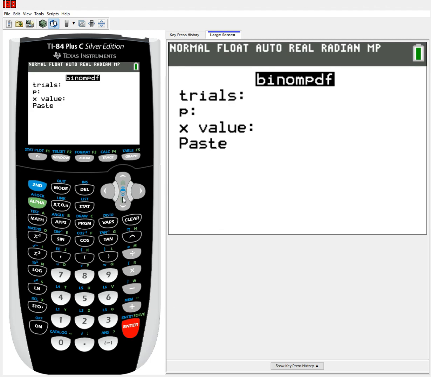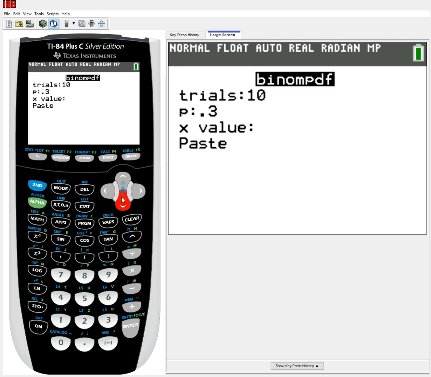And it asks for 3 values. First, the number of trials. I said that I was going to be doing 10 at-bats, so I'm going to put 10 here. And I also said that the probability of a success, that's what p is asking for, is 30%, or 0.3. Just make sure you don't put 30.